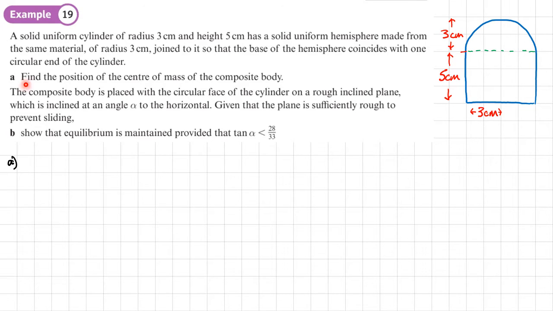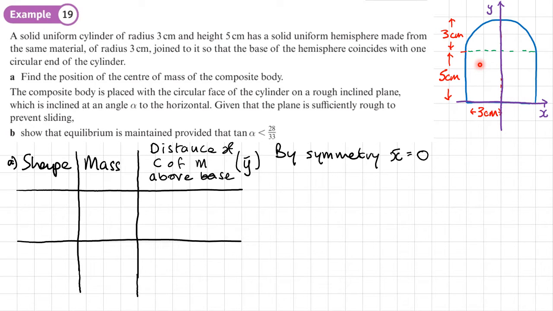Okay, so here's my shape based on the description in the question, a sideways view of it. Part A, I need to find the position of the center of mass of this composite body. Now, by symmetry, I know that the center of mass is going to lie on this line here. So my job is just to work out whereabouts on this line the center of mass is. So I'm placing it on a coordinate grid. By symmetry, x bar, the center of mass in the x direction, is 0. And I've set up my table where I can start to put in the information about the separate components of this 3D shape. So my two parts are the cylinder and the hemisphere.